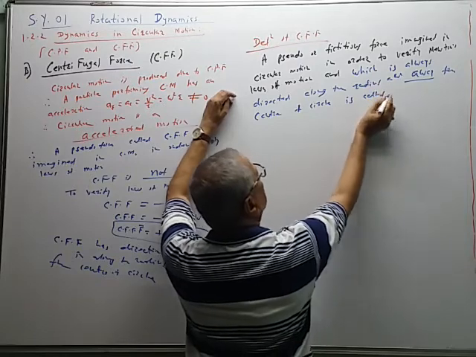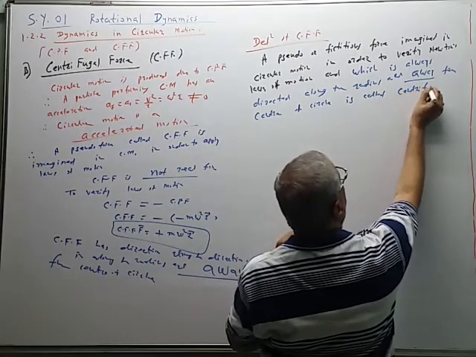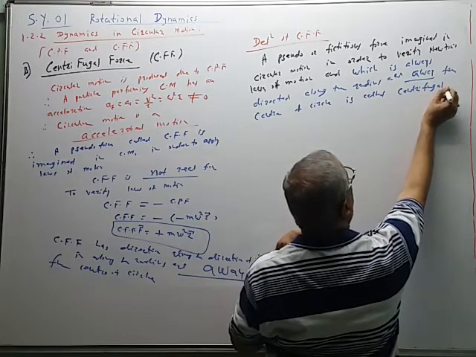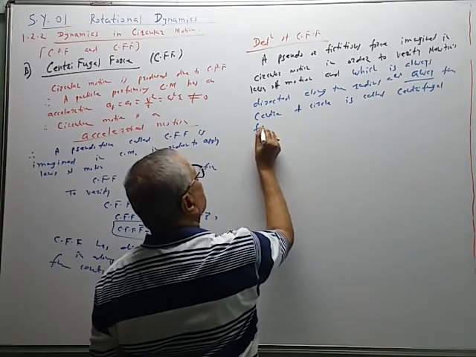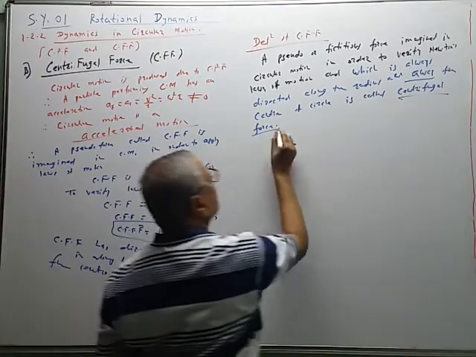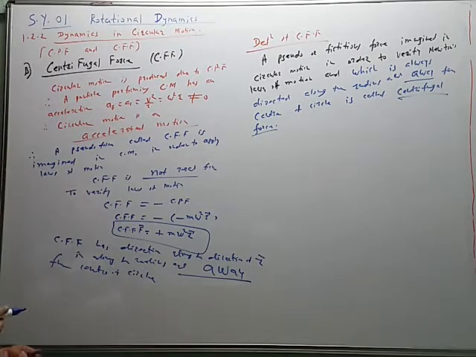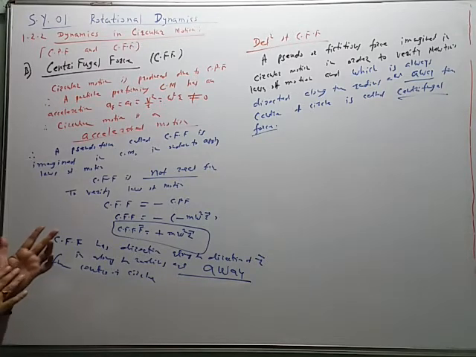Is called centrifugal force. A pseudo or fictitious force imagined in circular motion in order to verify Newton's laws of motion. This is the first point: the force which is always directed along the radius and away from the center of the circle is called a centrifugal force.